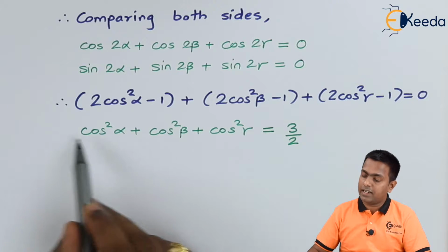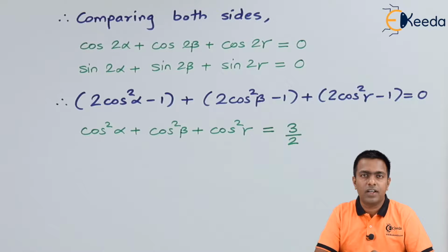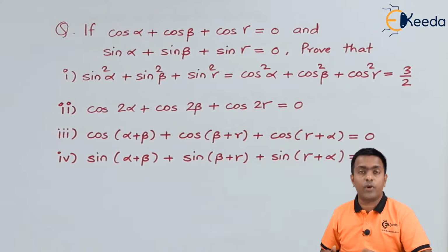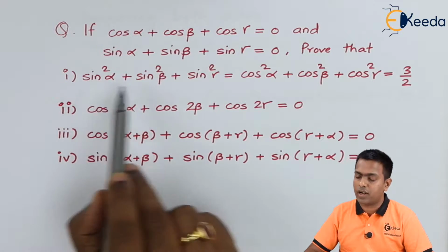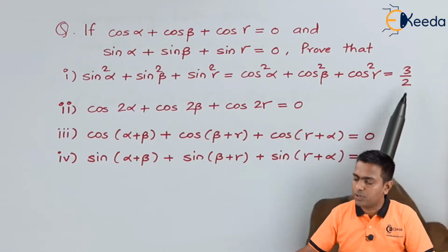And guys, you can see that this is our question number 1. So we've derived the first result as well. Now in the first result we have to prove one more side. So here you can see that we have to prove that sin square alpha plus sin square beta plus sin square gamma is equal to 3 by 2.